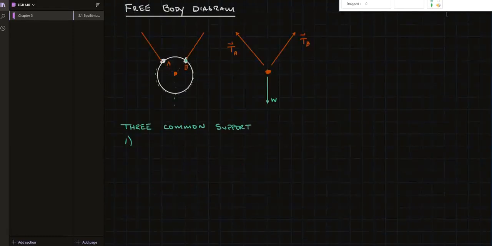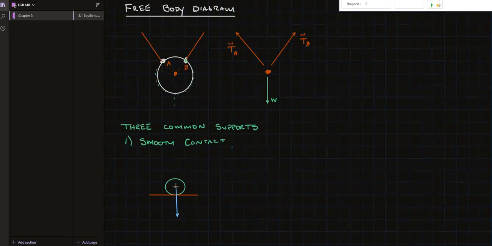Okay, let's look at 3 common supports that we're going to be encountering over and over again in the class. First off, let's look at a smooth contact. Let's say a particle or object is resting on a smooth surface. Perhaps this thing is being affected by gravity, so it has weight.